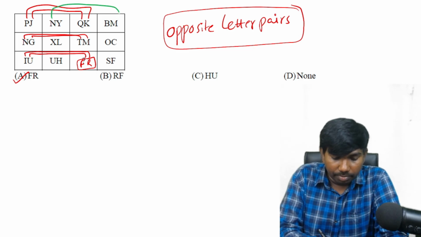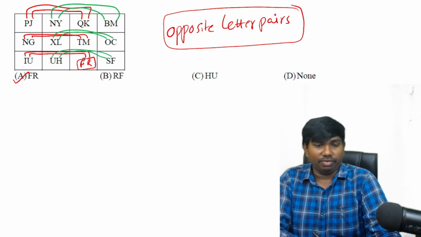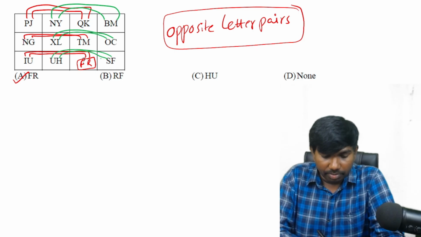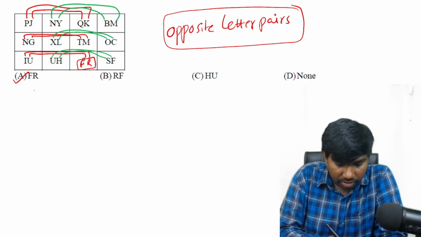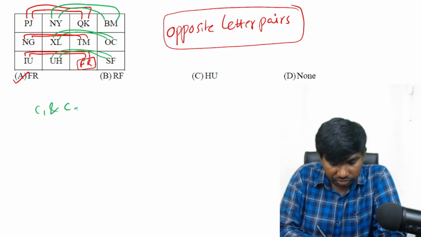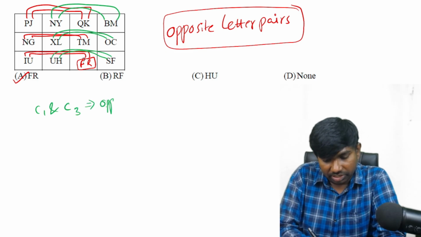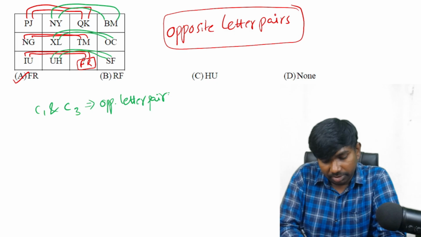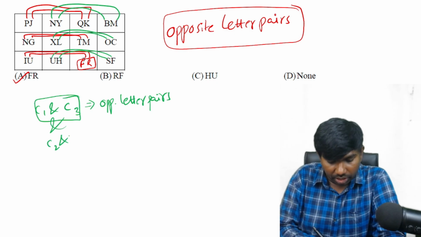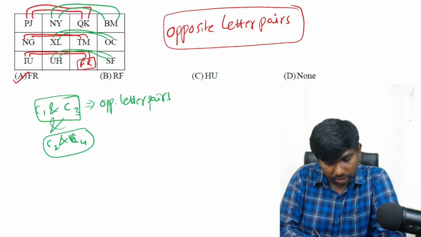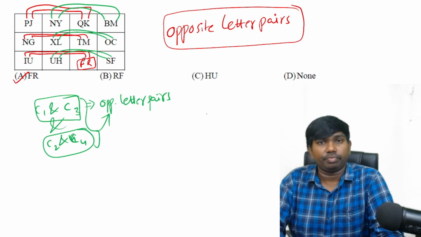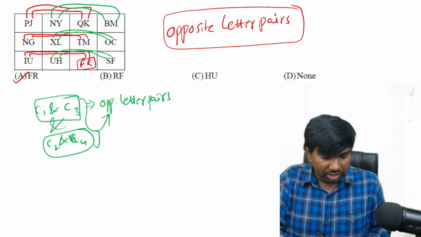N and M, yes, opposite letter pair. Y and B, also opposite letters. X and C, correct. L and O. U and F. S and H, Sunrisers Hyderabad. Okay. So finally, column 1 and column 3 are opposite letter pairs in the reverse order. Similarly, column 2 and column 4, they are also opposite letter pairs only. Okay. So this is the logic, and our answer is option A.